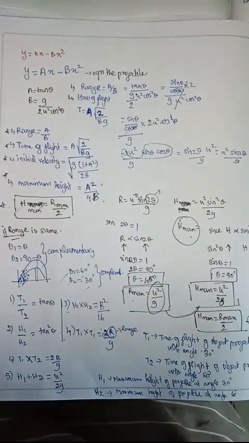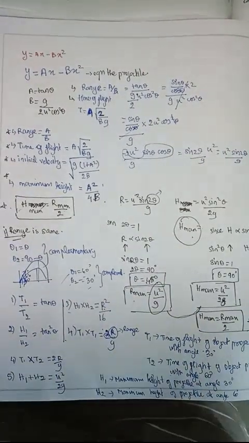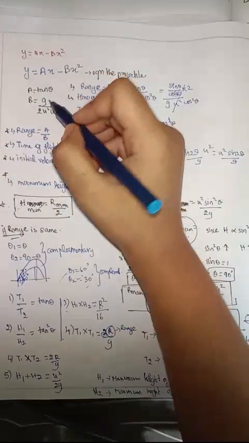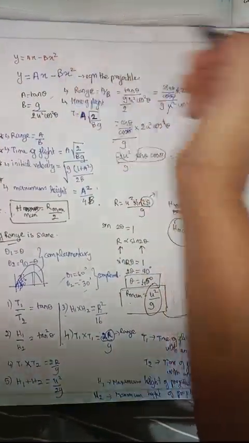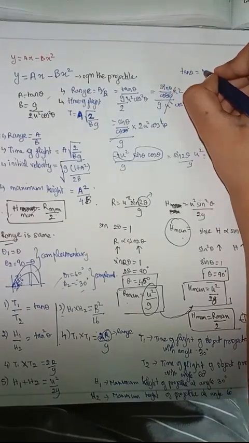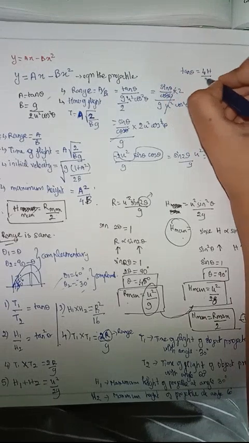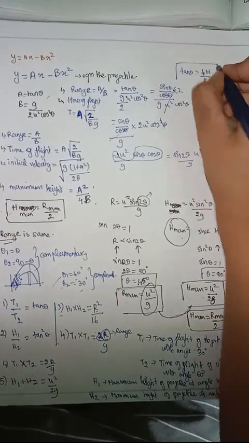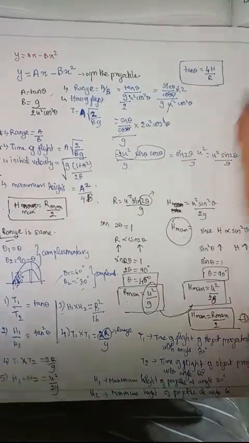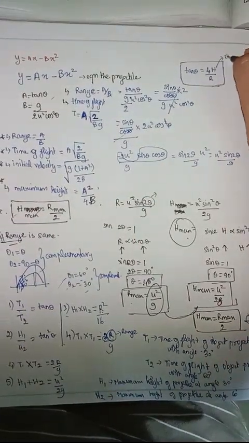And another question: if they ask about tan theta, there is another concept, tan theta equal to 4h by R. Here h represents the maximum height and R represents the range. This is also one of the concepts. Here h represents the maximum height.